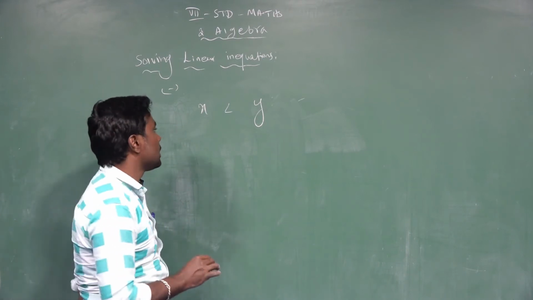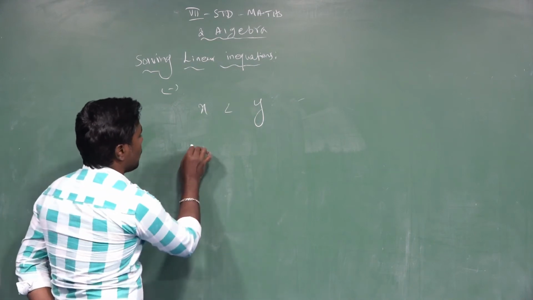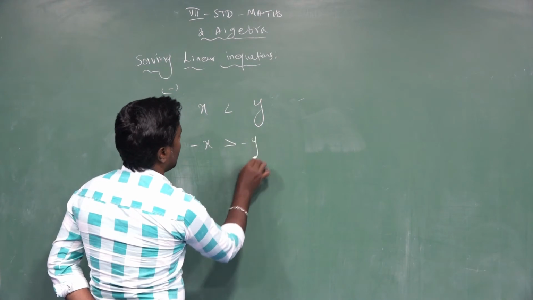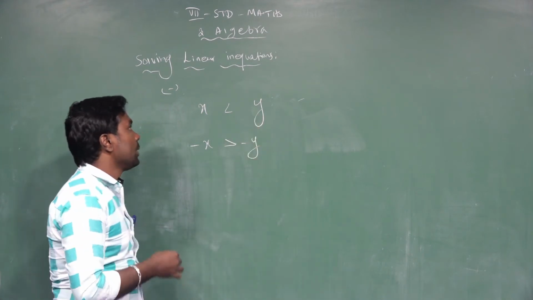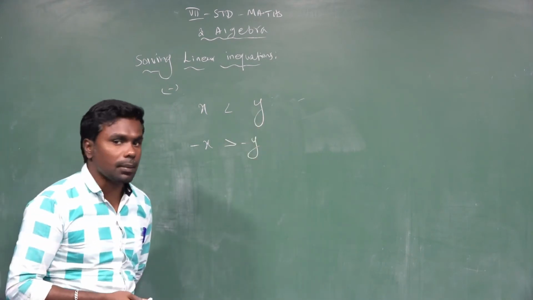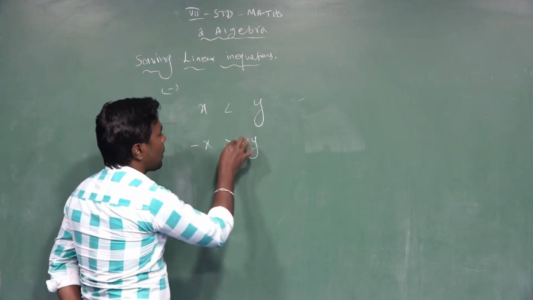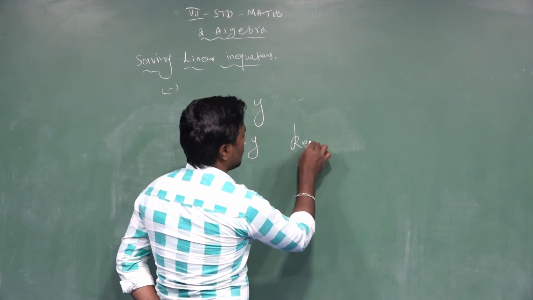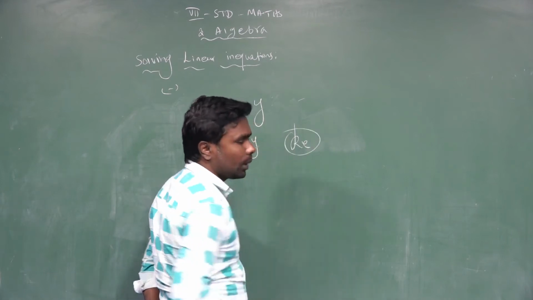The sign of inequation is reversed. So minus x greater than minus y. When we multiply by the minus symbol, the sign of inequation must be reversed.